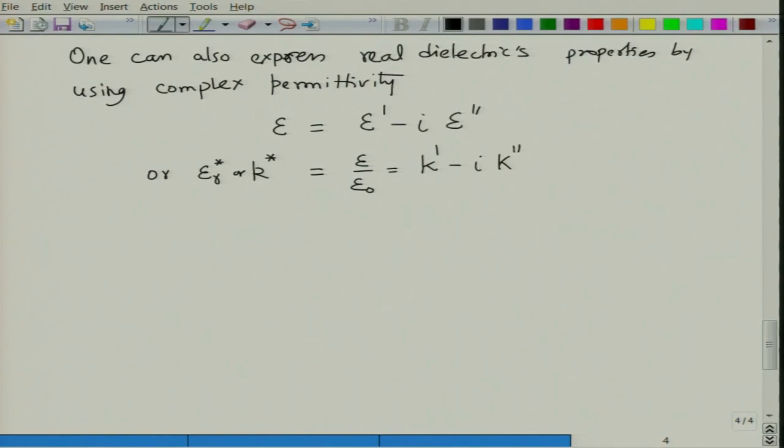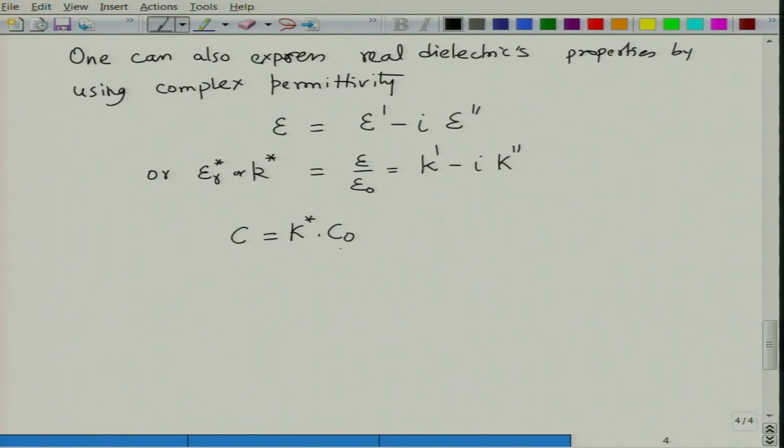So basically the idea of doing that is that the current in the dielectric can be represented in terms of a material property, called the dielectric permittivity. So, we'll see how we do that. We can say that C of a dielectric, the capacitance of a dielectric, is given as K star into C naught, right.